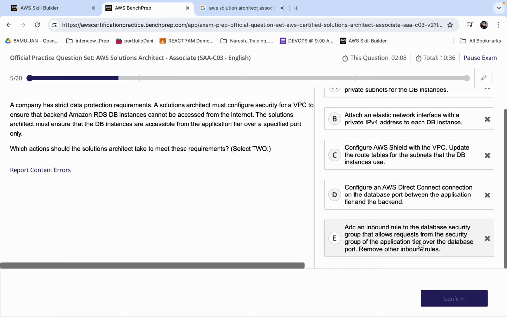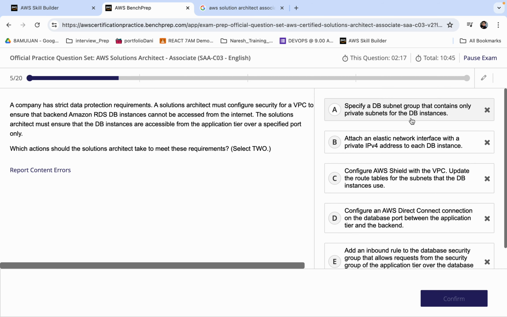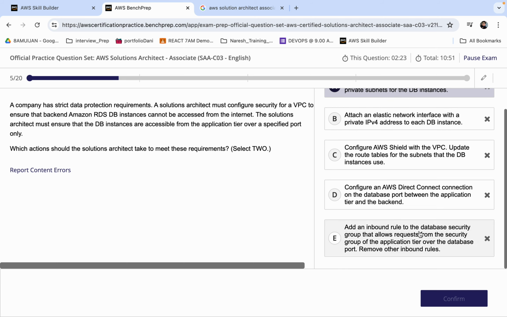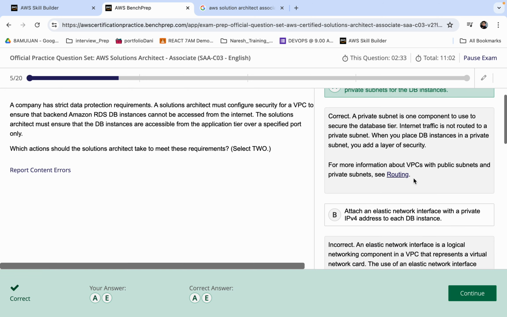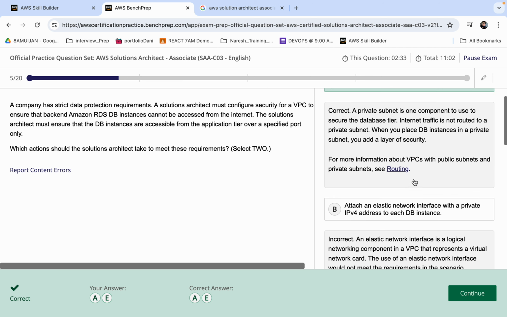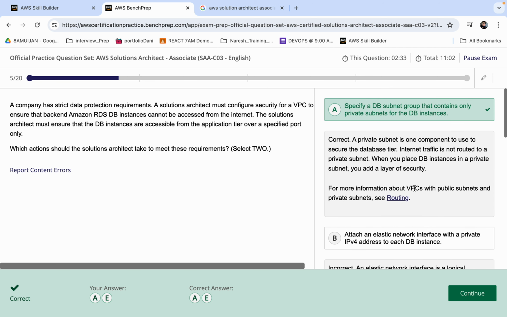Add an inbound rule to the database security group that allows requests from the security group of the application tier over the database port. Yeah, we can go with this, because we know the DB is in a private subnet, and the other piece is adding an inbound rule to the database security group that allows requests from the security group of the application layer. So the answer is correct. Let me read the explanation now.